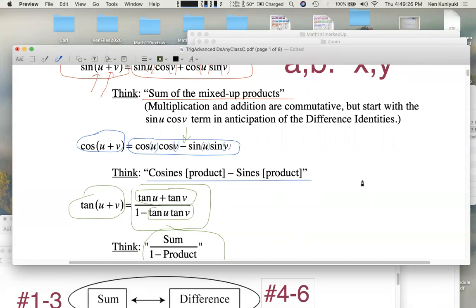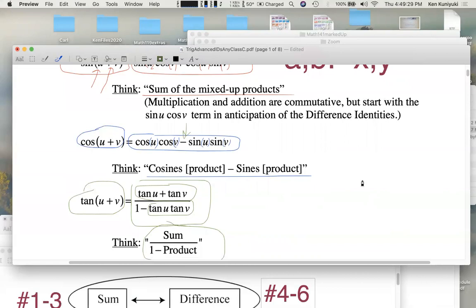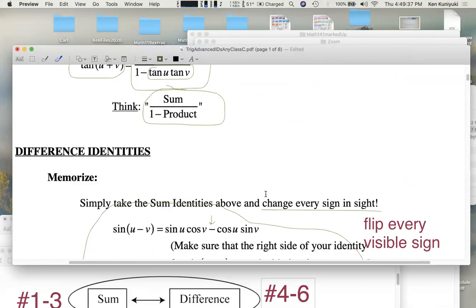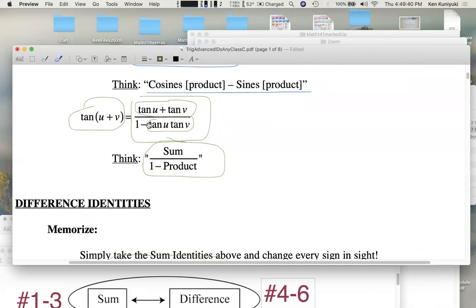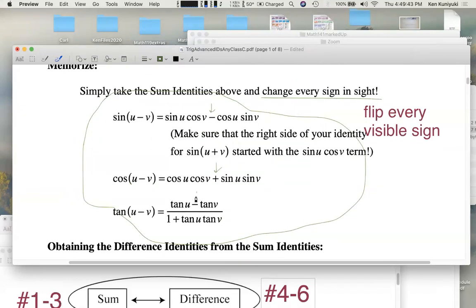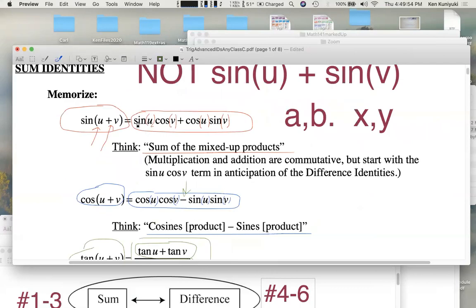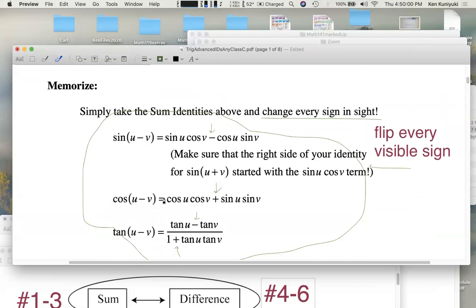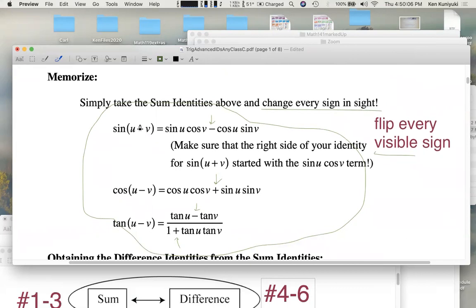Some of you who have taken calculus know that fact. The derivative of cosine of x is the opposite of, or negative sine of x, because of that minus sign. The minus sign turns to a plus sign here. Likewise, for the sum identity for tangent, the plus and the minus go to a minus and a plus. You flip all the visible signs. I say that you flip every visible sign because there is an implied plus sign in the front, here, here, and here, but you don't flip those to minuses. These don't flip to minuses.